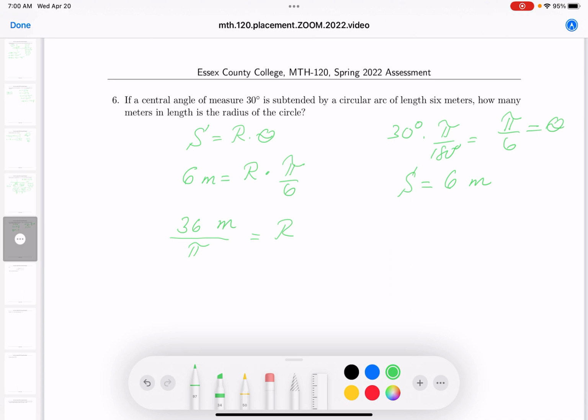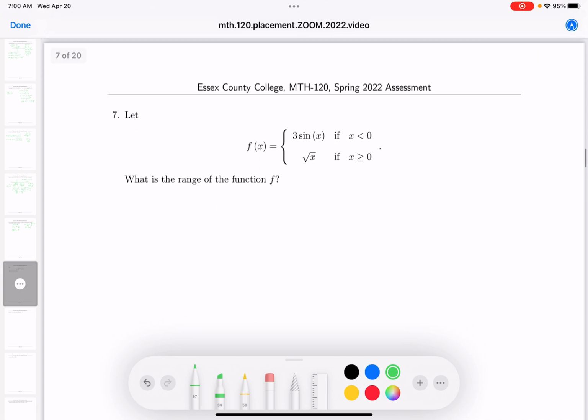So what's the answer over there? What's the length of the radius? The length of the radius is 36 divided by pi meters. All right. Again, a simple question, if you knew what the relationship was between the arc length, the radius, and the angle measured in radians. If you didn't, it wouldn't be a simple question. All right, let's go to the next one.